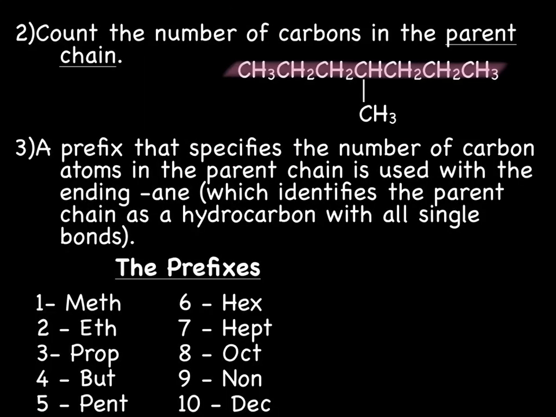Okay, the next step is to count the number of carbons in the parent chain. So I see 1, 2, 3, 4, 5, 6, 7. It looks like we have 7 carbons.